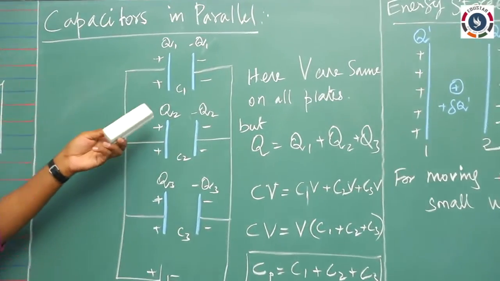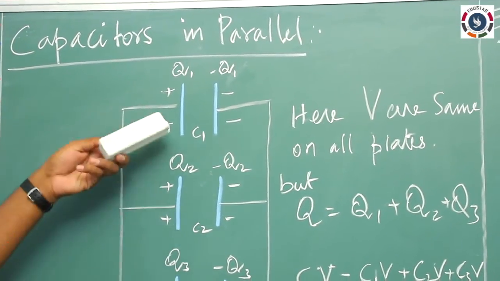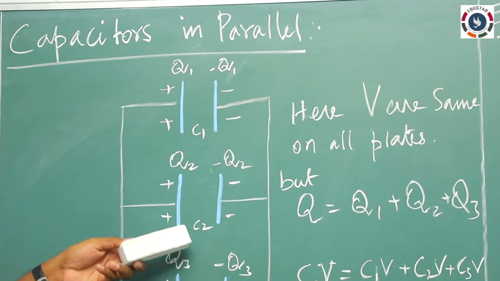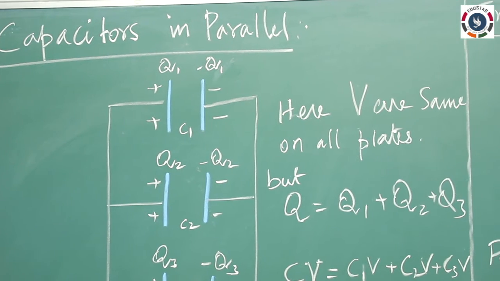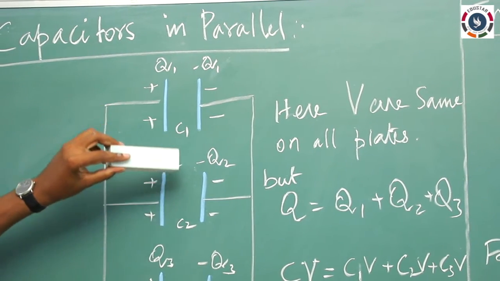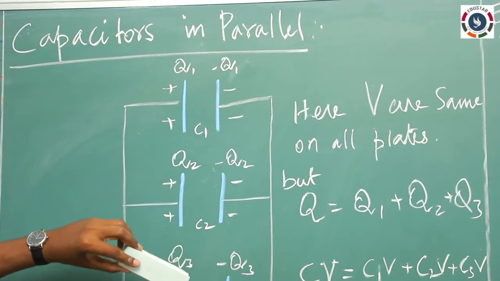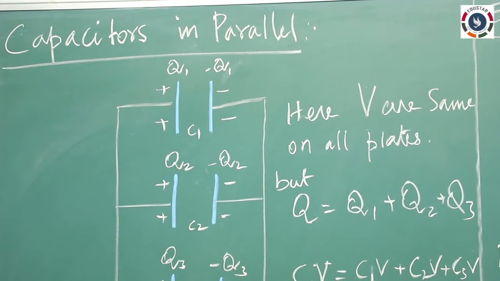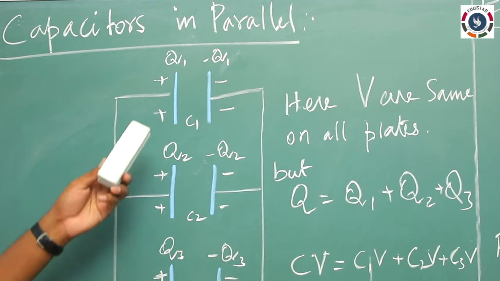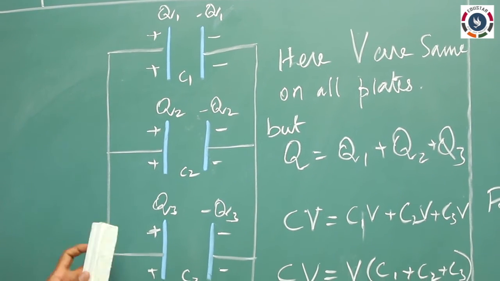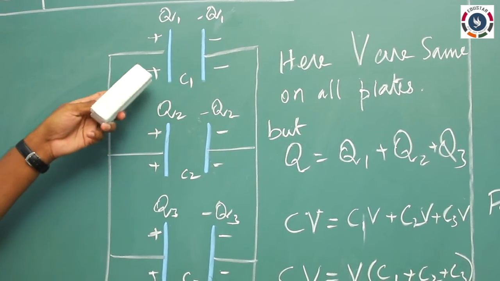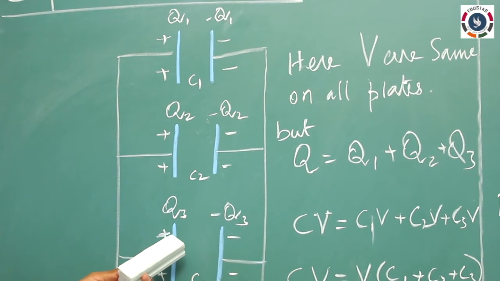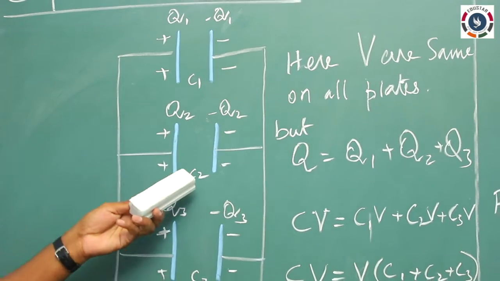So, here 3 capacitors are connected in parallel. Now the potential difference will be the same among all 3 capacitors, that is, the potential difference across the 3 capacitors V1, V2, V3 will be the same. So, we can take it as V. The potential difference will be the same, but the charges on each plate will be different. Here the charge is Q1, here Q2, and here Q3. So, this is C1, C2, C3.